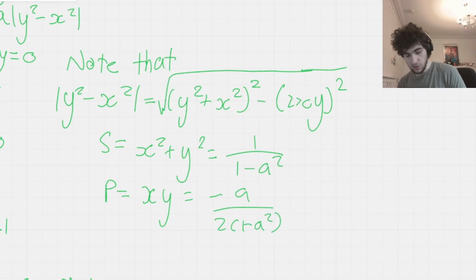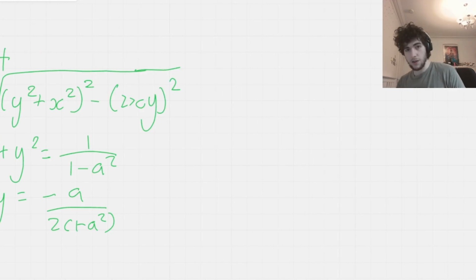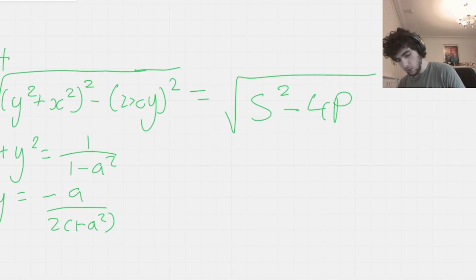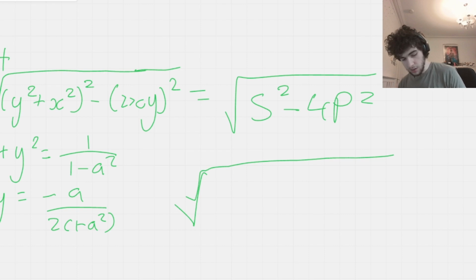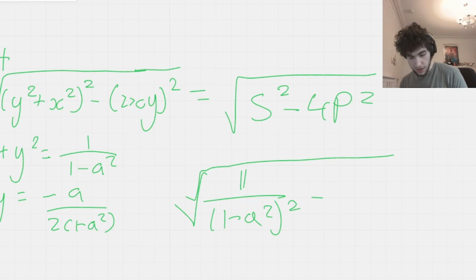Okay, so obviously we can just substitute all of that into our square root here and get the final answer. So this is just going to be equal to the square root of, notice that's s squared minus 4p squared, right? And so if we just calculate, what's that going to actually be? It's going to be the square root of s squared, so that's 1 over 1 minus a squared all squared minus 4 times p squared.